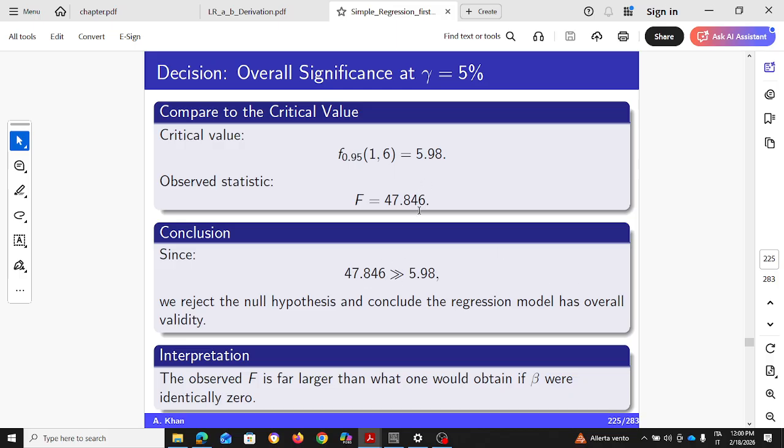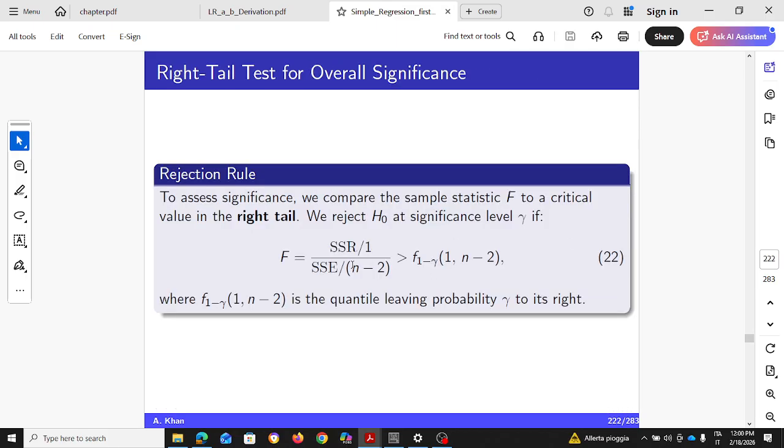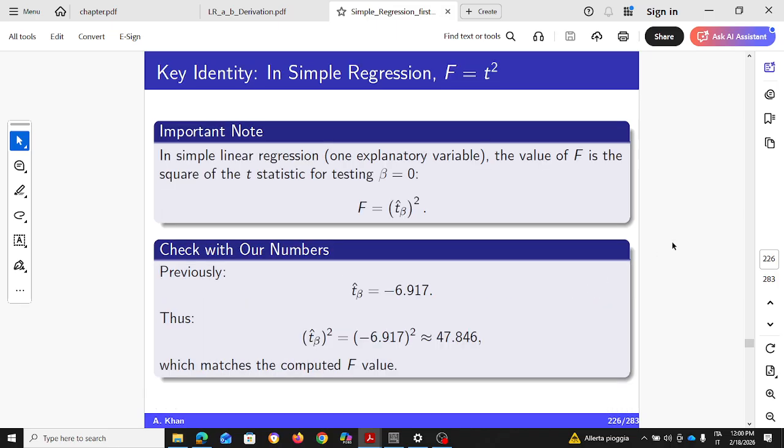So what we said: if this Fisher value is greater than this, the condition was this, if you remember. This is the Fisher value, and here we put our critical value, gamma equal to 5%. If this is greater than this, which is true, we reject the null hypothesis and we conclude that our model has validity, there is a relation, and we have described everything. Clear?